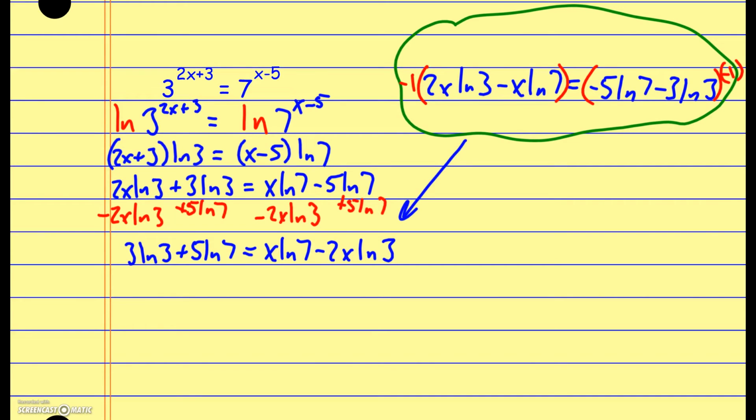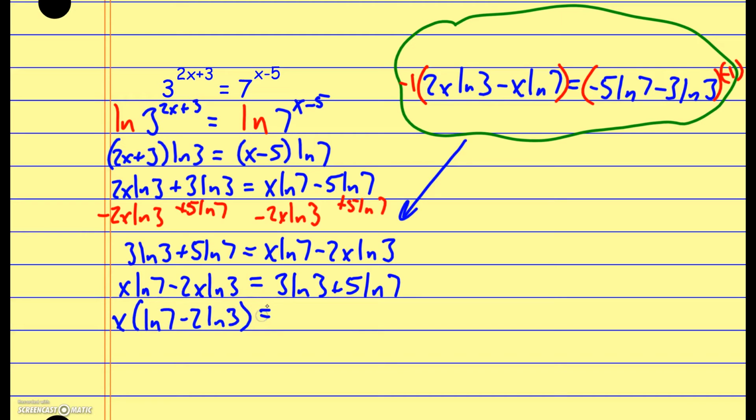And so now as I start to solve this thing, I'm going to switch these around just because I like having the x on this side, and I'm sure most of you enjoy that as well. But now from here, I'm just going to factor out the x, and then I can divide by whatever's left. So here I factor out the x, gives me the natural log of 7 minus 2 natural log of 3. But now if I want to simplify this a little bit as I go, I can bring this 3 up as an exponent. That gives me 3 to the third power, which is 27.